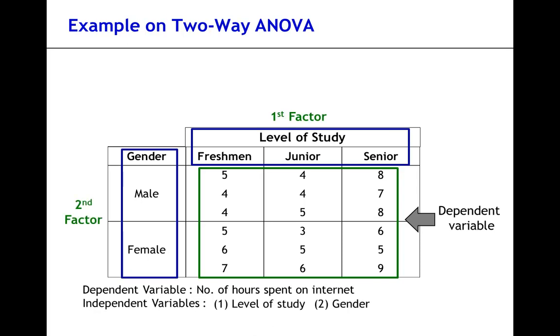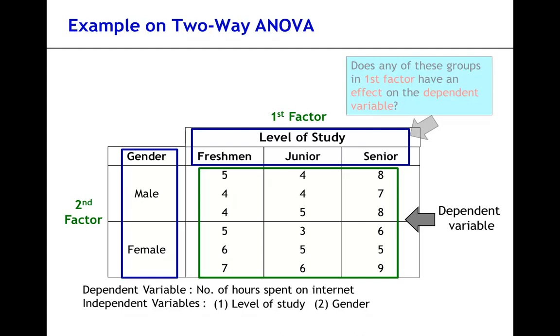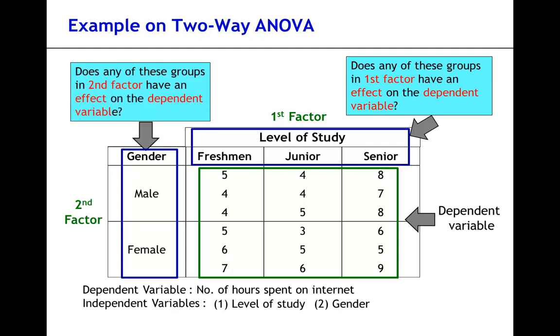The objective of the two-way ANOVA is twofold. First, we want to check if any of these groups in the first factor has an effect on the dependent variable. Secondly, we also want to check if any of these groups in the second factor has an effect on the dependent variable.